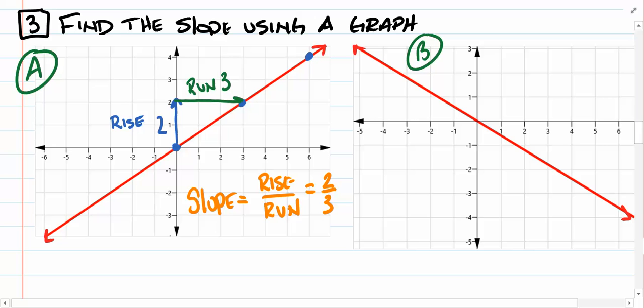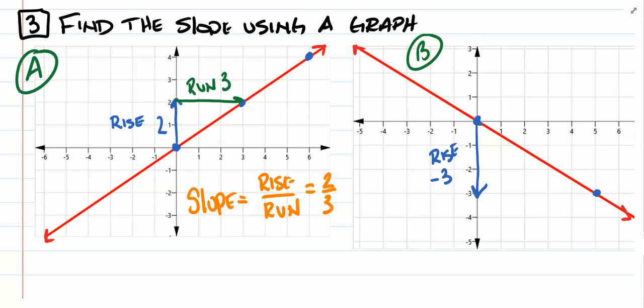In part B, let's pick a point. This point is on the graph, and this point is on the graph. So let's talk about the rise. Well, in this case, I don't need to go up. I have to go down to get to my second point. So I would go down this much. This is going to be my rise. But because I'm going down, it's going to be a negative. So this is worth negative 3 units. So down 1, down 2, down 3.